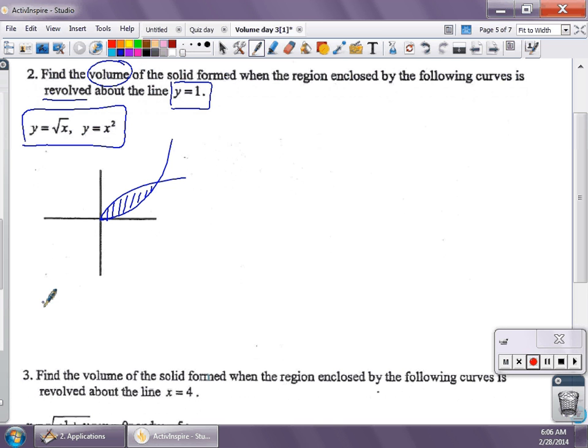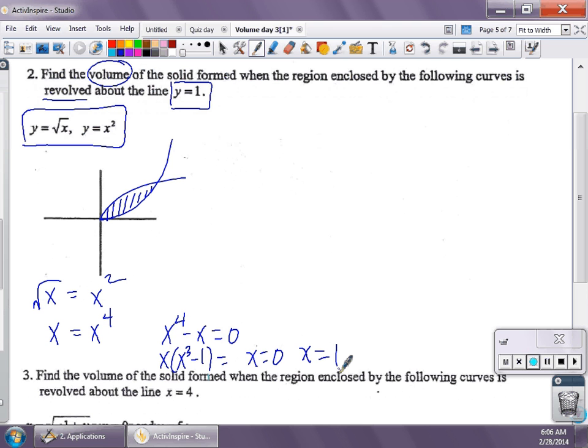We can prove that by setting them equal to each other. So I have the square root of x equal to x squared. To get rid of the radical, I'm going to square both sides. I get x equal to x to the 4th. I'm going to set that equal to 0, so I have x to the 4th minus x equal to 0. I'm going to factor out x, and I get x times (x cubed minus 1). So I get x equal to 0 and x equal to 1. So the point of intersection over here is 1. And when I substitute that into either of the equations, I get an output or a y value of 1, so this is the point (1, 1).